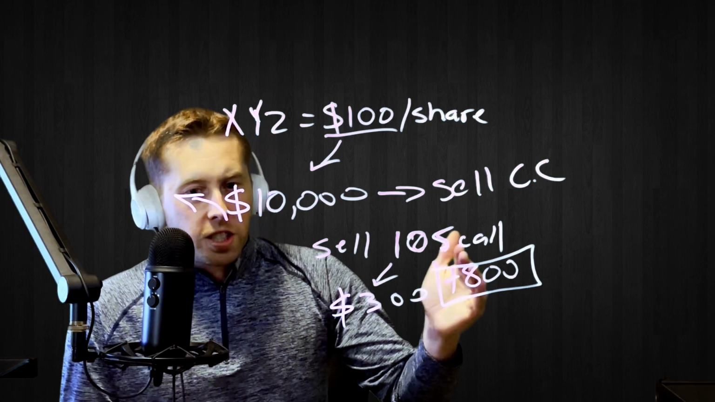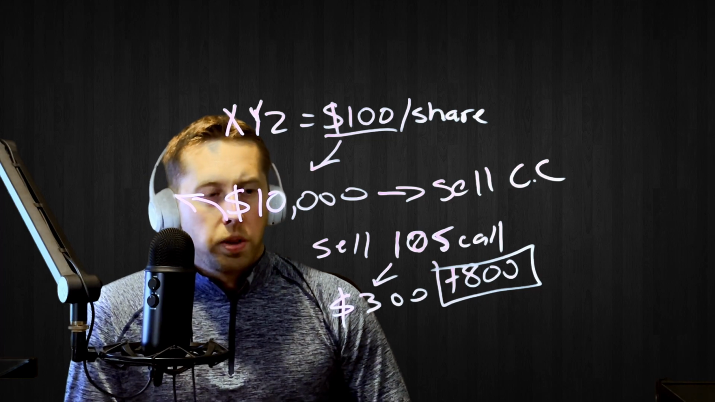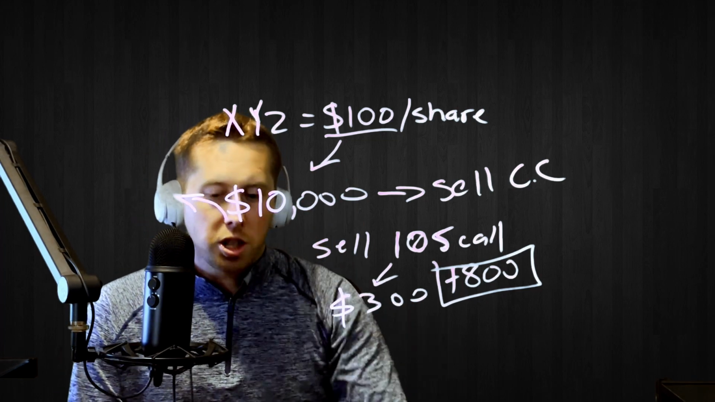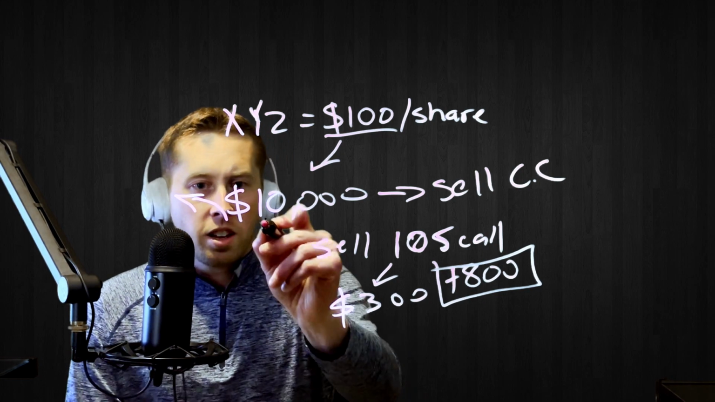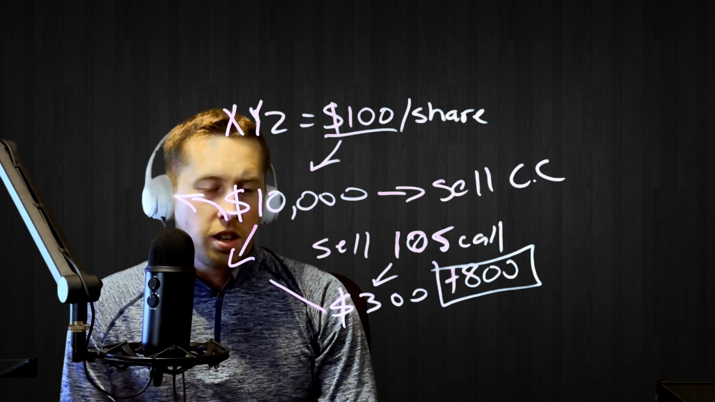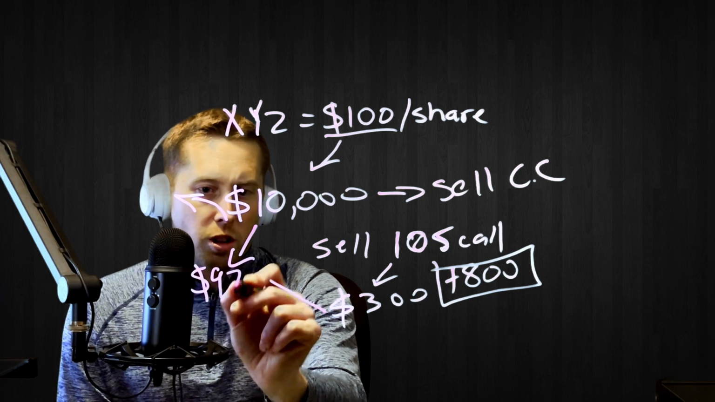So we give ourselves a little bit of upside. Yeah, we cap our upside. Okay, that's fine. But the other thing is, if we bought it at $100 and we got a $300 premium, we're reducing our cost basis in the trade. So this $10,000 trade we had is now reduced by that premium. So now it's a $9,700 cost basis.